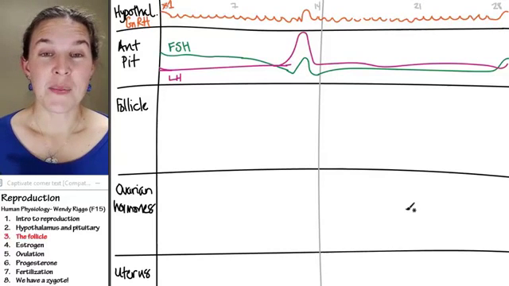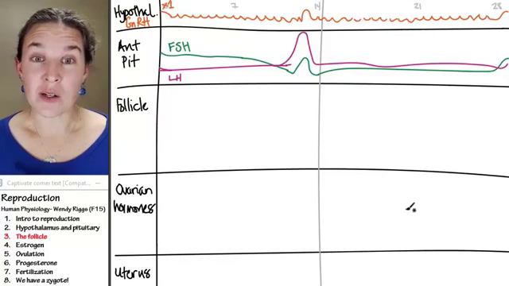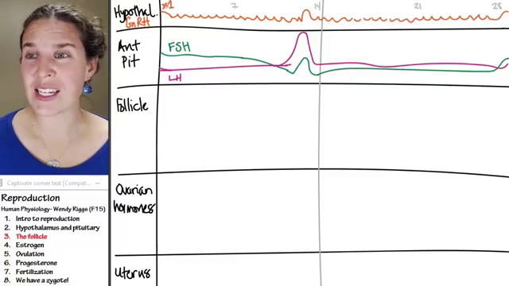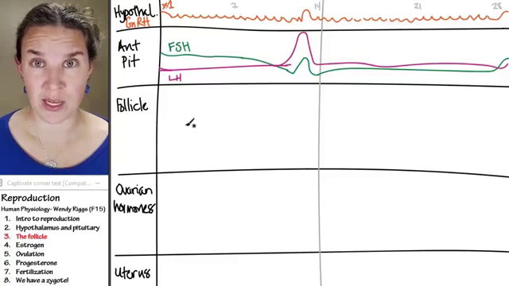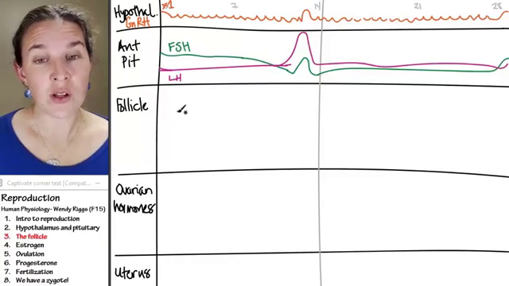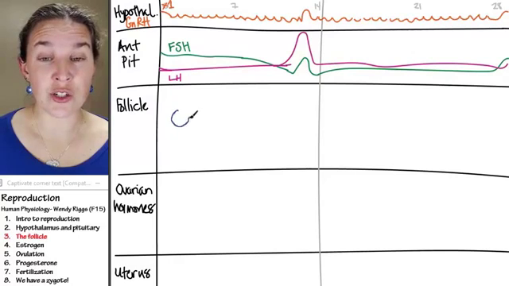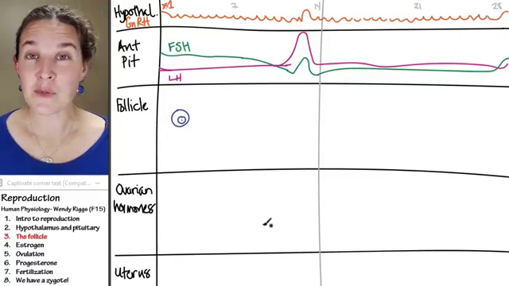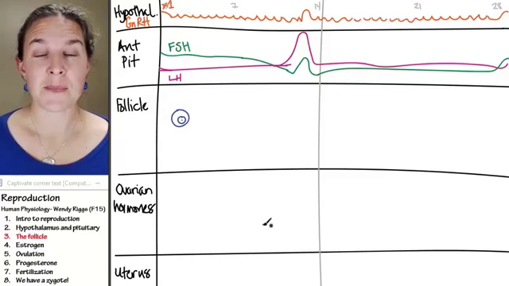Now, follicle stimulating hormone is doing something to a follicle. So let's just do a really quick and brief description of what this follicle you speak of is. Well, first of all, a follicle is a structure in the ovary that surrounds some flavor of oocyte.